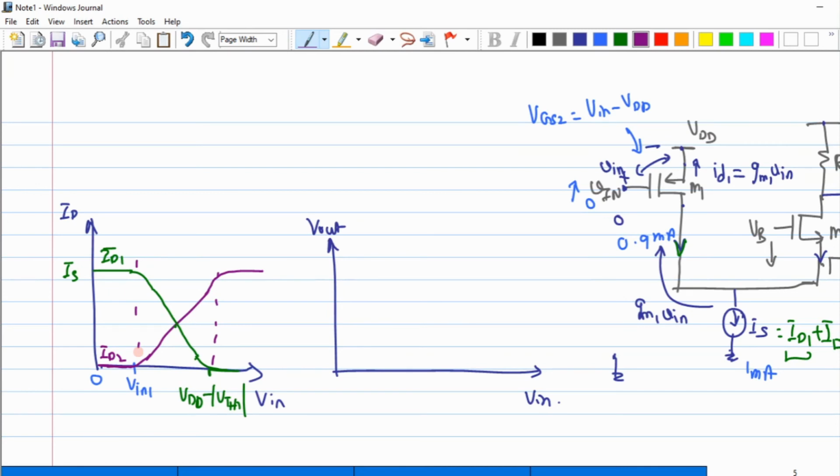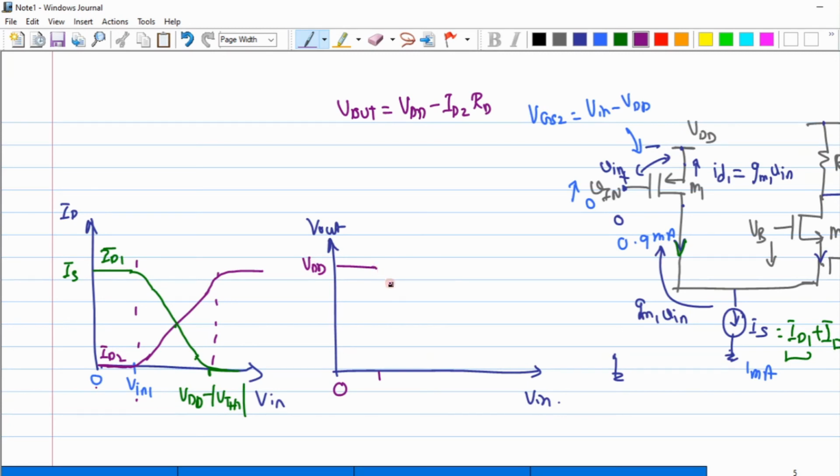Now let us try to plot the Vout, because the beauty of this circuit can be revealed only when I talk about the Vout swing that I have. So what happens when the value of Vin is equal to 0? At this particular point, what would I get? VDD. Why? Because the Vout potential could be defined as VDD minus ID2 RD. Under this condition, the ID2 value is basically equal to 0. When the value of Vin is between 0 to Vin1, there is no current through ID2, due to which I will have VDD.